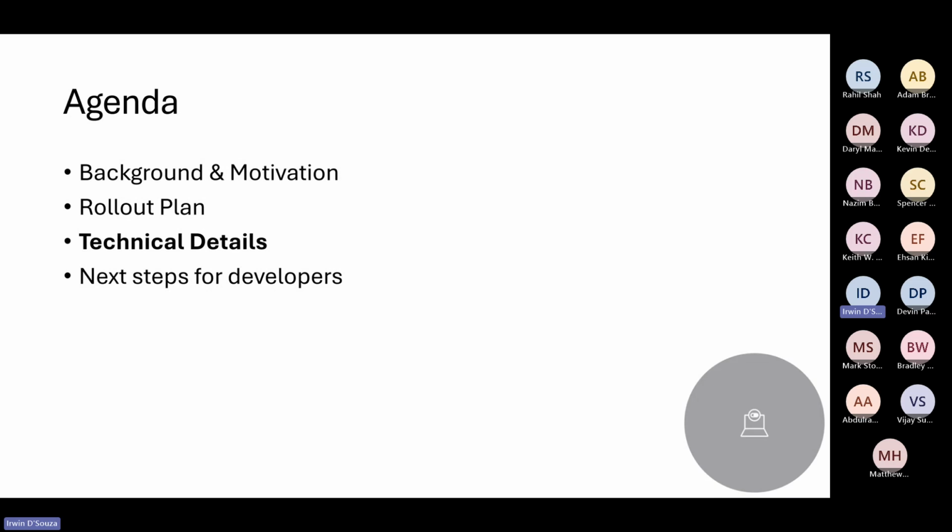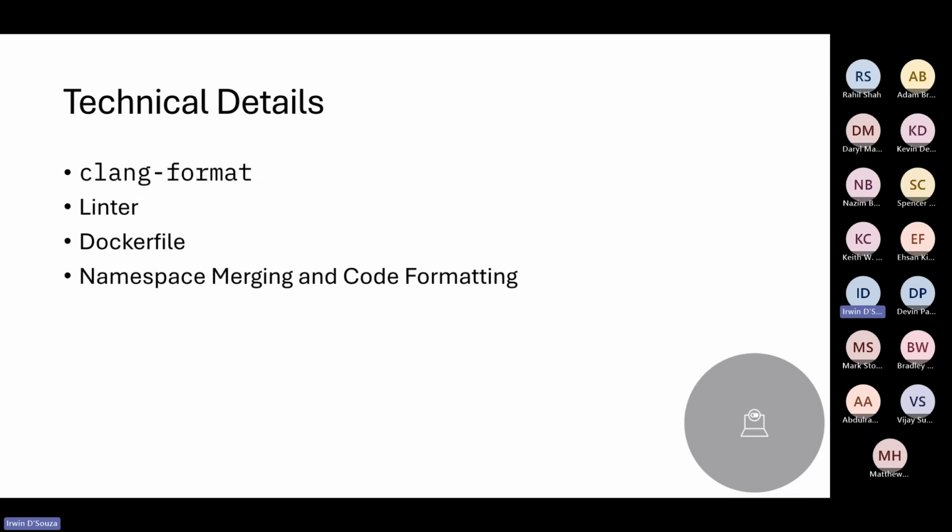So we'll go through the technical details before I talk about how this affects all of us going forward. There are four main things that I'm going to talk about: one is clang-format itself, then the linter that Adam put in place, the Docker file that we've written, and then the actual namespace merging and code formatting changes that have to go in.